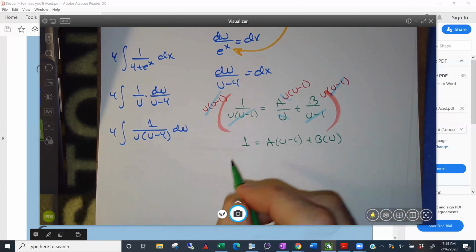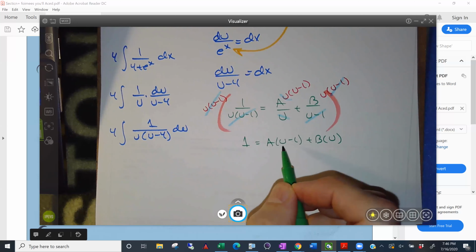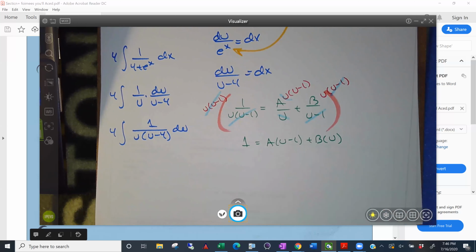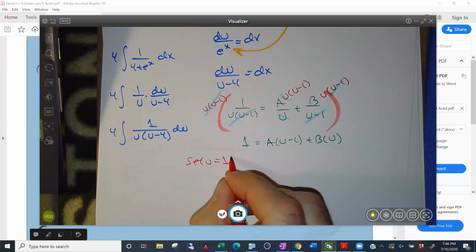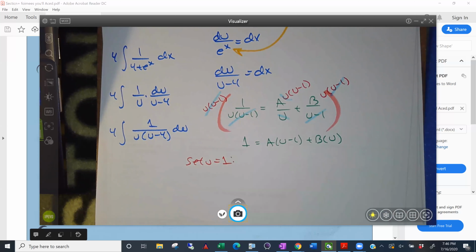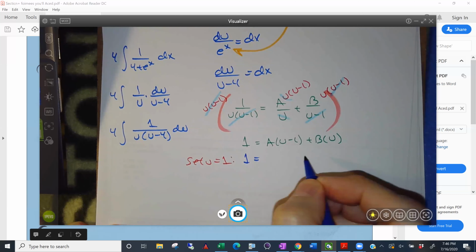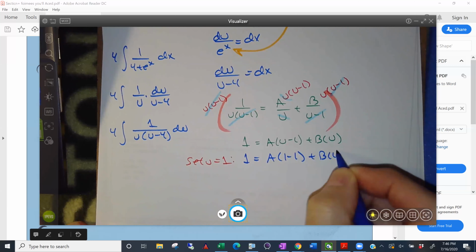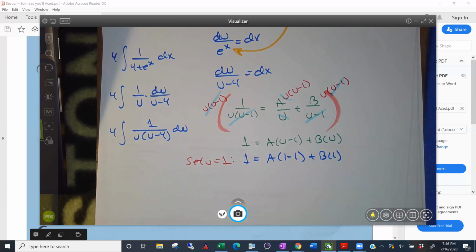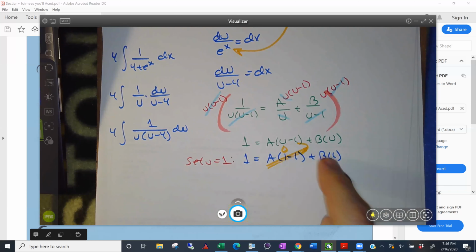Let's see. To solve for b, I can set u equal to 1. Let's do that. If I set u equal to 1, then what's that give me? It gives me 1 equals a times 1 minus 1 plus b times 1. Since this term disappears, I guess I'll end up solving for b here. That term becomes a 0. I end up with b equals 1.